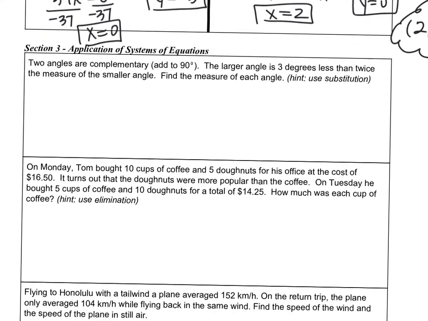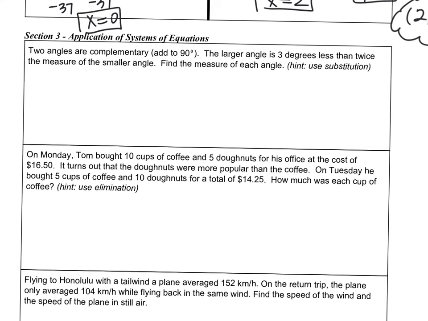So our last section was applications of systems of equations. I would say the best place to start with an application problem is defining your variables, figuring out what you are solving for. So our first example says two angles are complementary. They add to 90 degrees. The larger angle is 3 degrees less than twice the measure of the smaller angle. Find the measure of each angle. And then it says hint, use substitution.